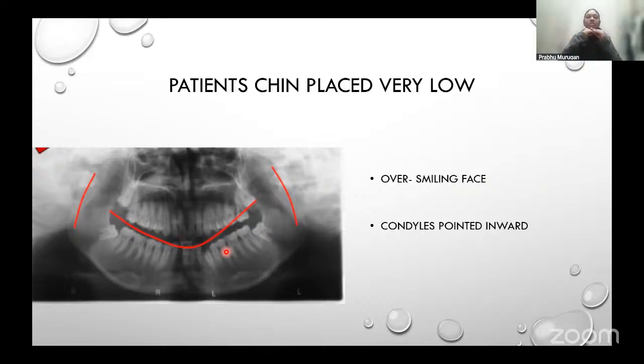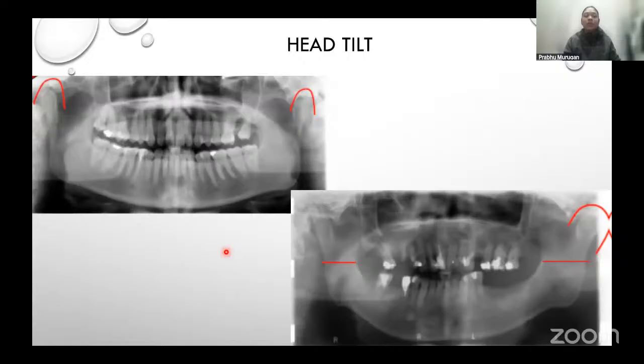That is why the patient's head has to be parallel to the floor, and you have to notice that the teeth are placed within the focal trough region. These two are very important things when you're taking an OPG. Okay. And head tilt towards one side means one condyle will be short and one condyle will be longer.